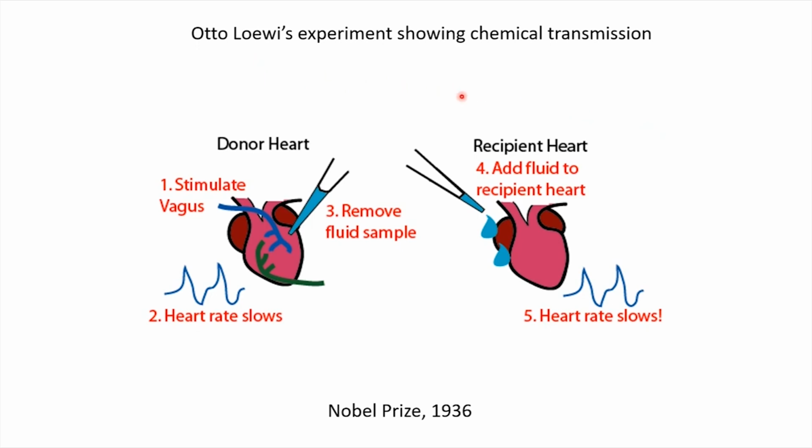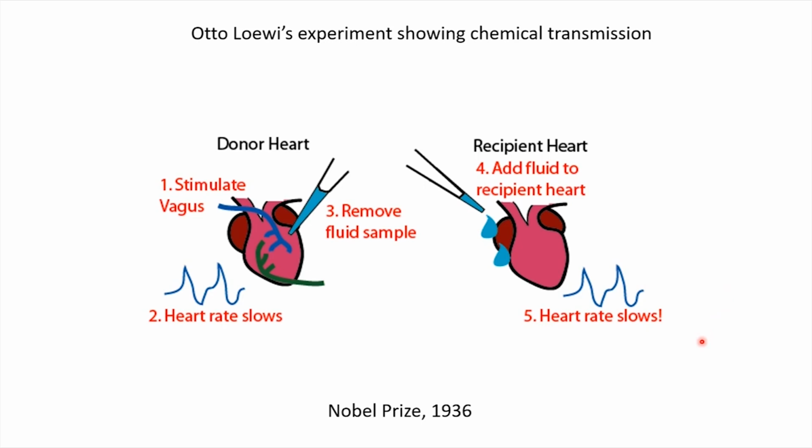What Otto Loewi did was actually much simpler. So let's look at that now. So here is the cool experiment that Otto Loewi did. In a petri dish, he kept the vagus nerve and the connected heart, and he stimulated the nerve, and he was able to see that the heart rate slows down as expected.